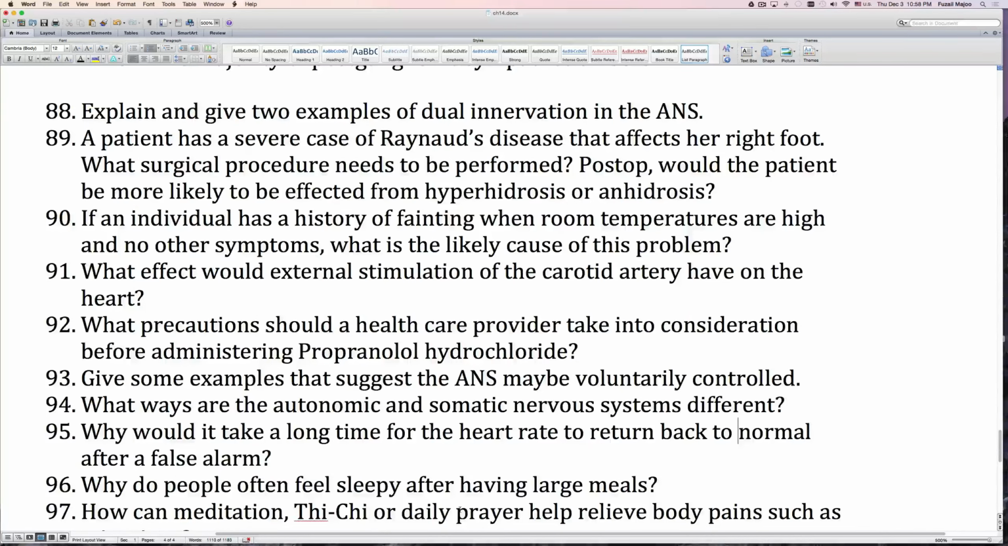Number 96. Why do people often feel sleepy after having large meals?